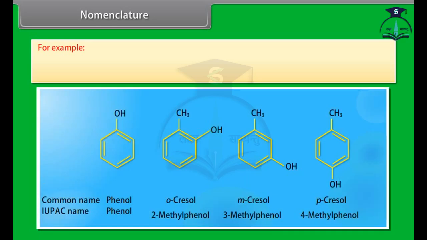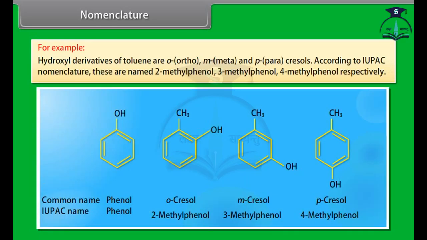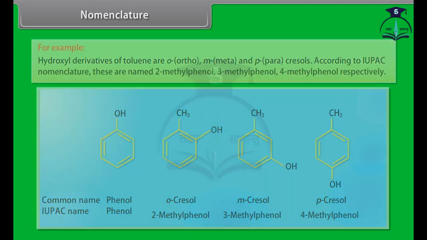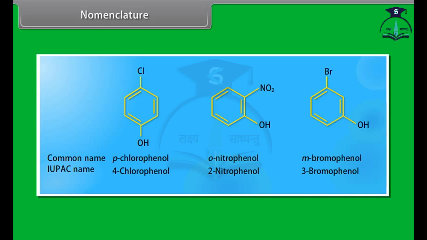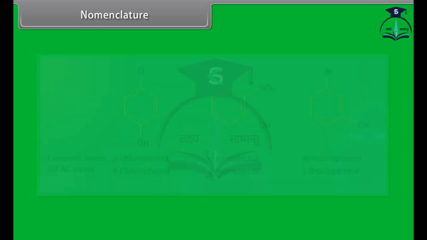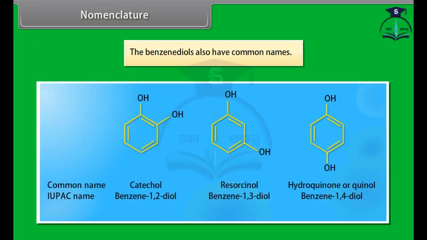For example, hydroxyl derivatives of toluene are ortho, meta, and para-cresols. According to IUPAC nomenclature, these are named 2-methylphenol, 3-methylphenol, 4-methylphenol respectively. One more example is, the benzene diols also have common names.